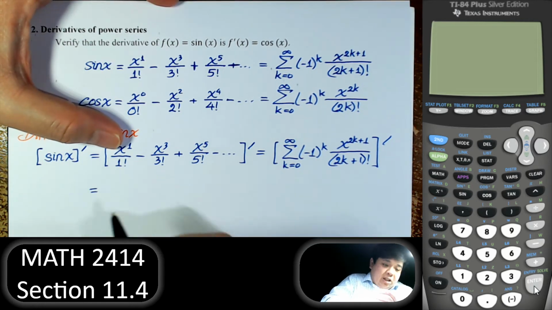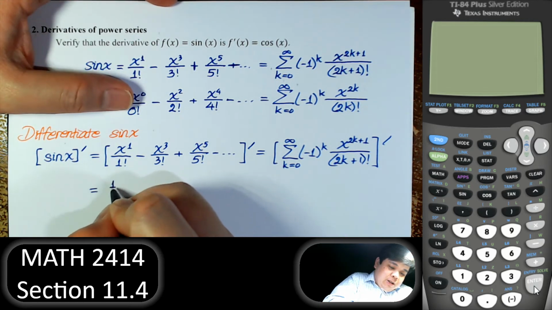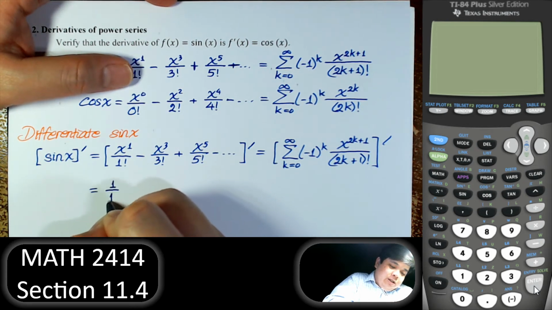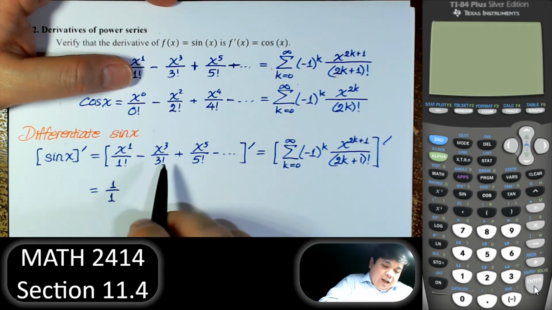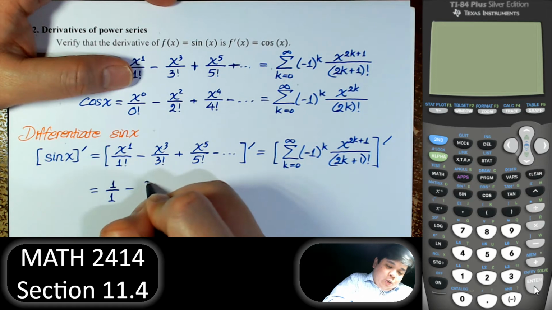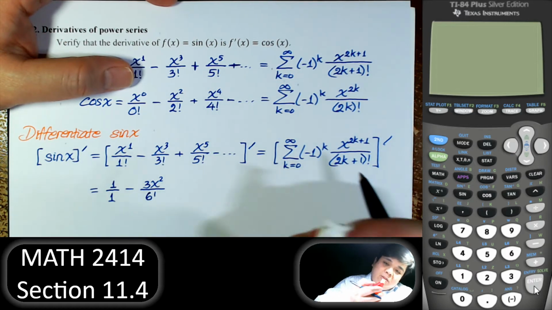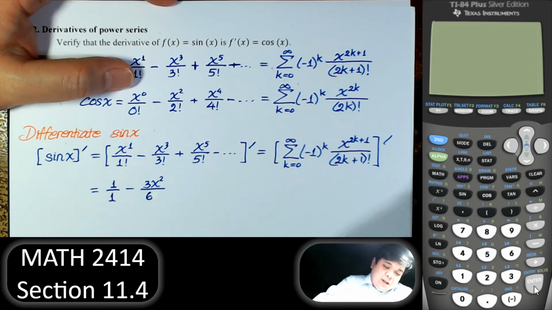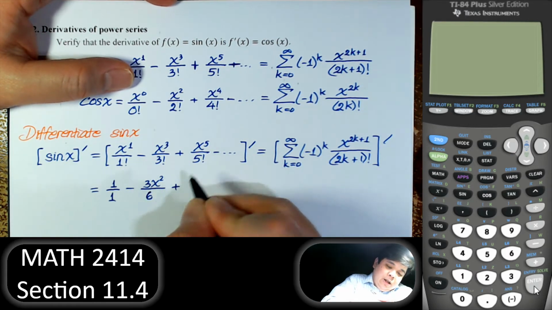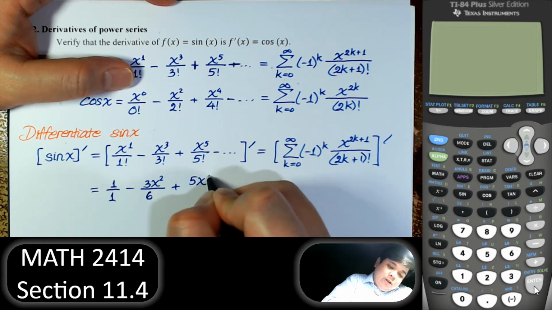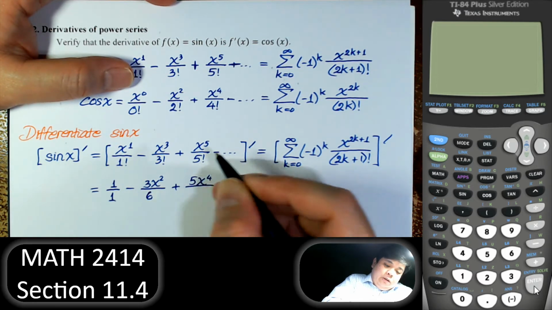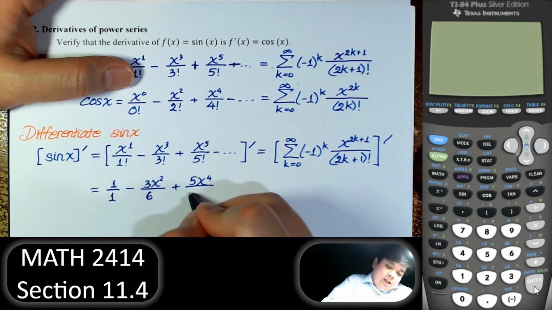Right, the derivative of x is 1 over 1. The derivative of x cubed, 3x squared over 3 factorial, 6. 5x to the 4th over 5 factorial, which is 120.